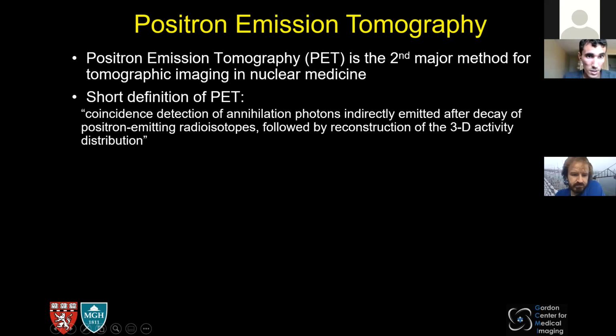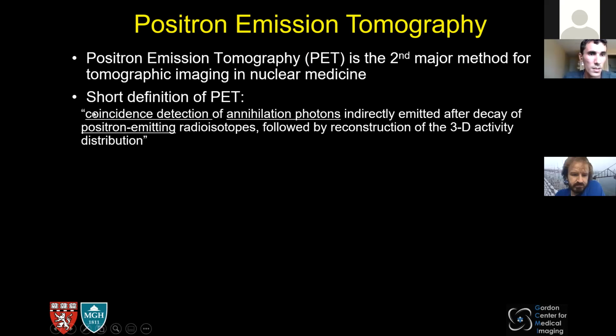So this is a short definition of PET that actually encapsulates many of the concepts that we're going to talk about today. So PET consists in the coincidence detection of annihilation photons that are indirectly emitted after decay of positron-emitting radioisotopes that have been administered to the patient, followed by the reconstruction of the activity distribution. So it's a very dense definition, but I think it contains many of the things that we're going to talk about today.